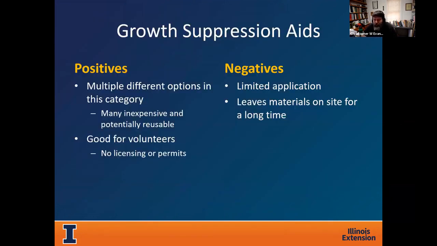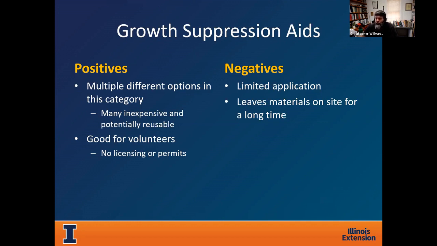So for these growth suppression aids, the positive is there's multiple different options out there that fall into this. Many of these are inexpensive and potentially reusable time and time again, which is nice. It helps with expense. Another positive is they're good for volunteers. There's no licensing, no permits required, but they do have limited applications. Again, you're limited by the size of the plant, and maybe the location of what you can put on the ground or not. It does leave materials on site for a long time, and that sometimes is a problem if you're working in areas where the public's in there, things like that. So you have to take those into account.